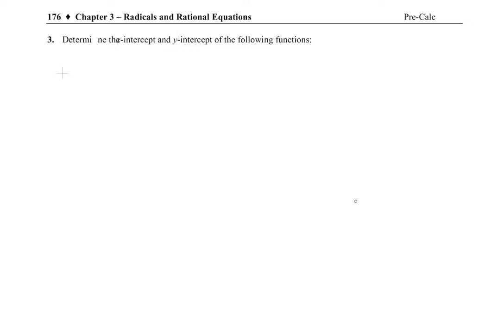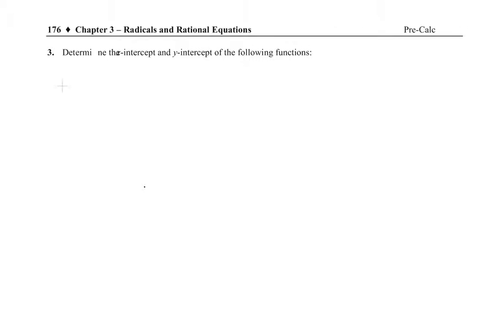So question 3 is asking us to determine the x-intercept. I know it's unclear right there. The x-intercept and y-intercept of the following functions. So I'm going to do I, so I'm just going to quickly scroll down to I. And this is our function, f of x equals the quartic root of x minus 1 minus 2.